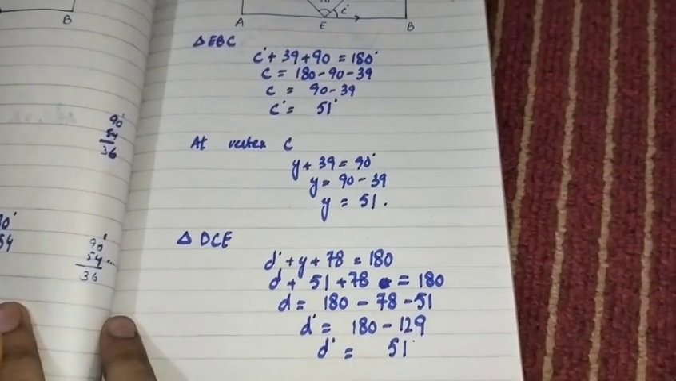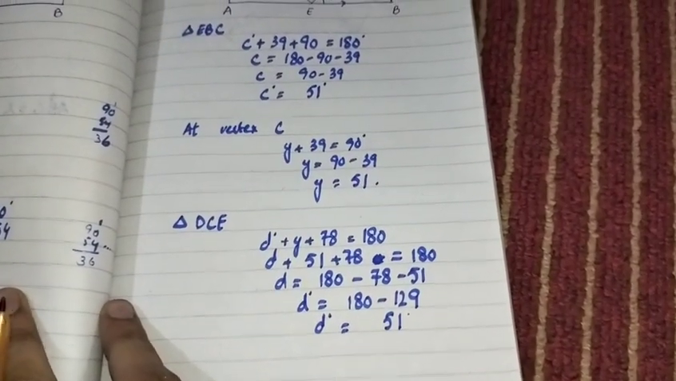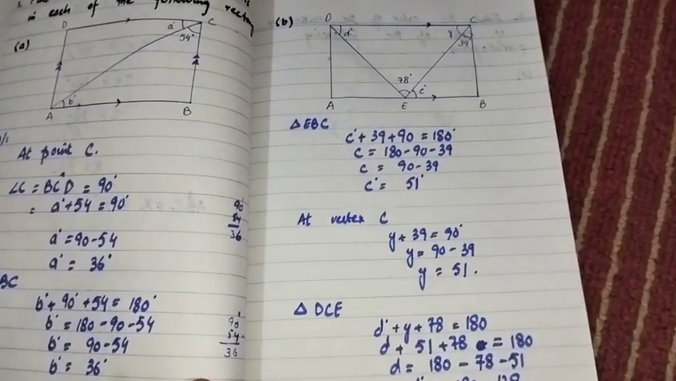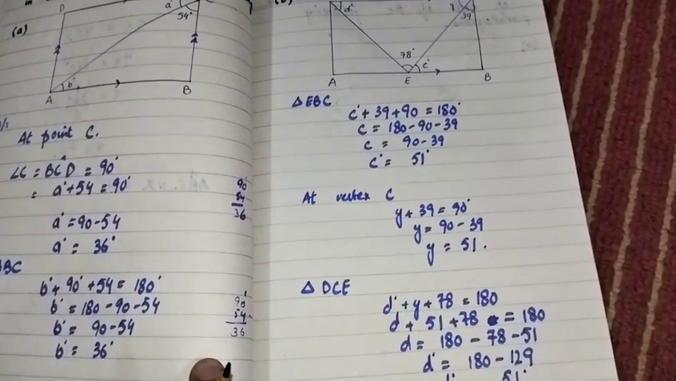So we had to find two unknowns, C and D. C is 51 degrees and D is also 51 degrees. So this is question number 1. In the next video we will solve the next question.